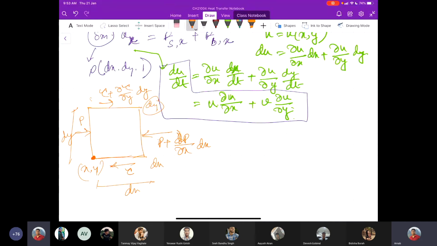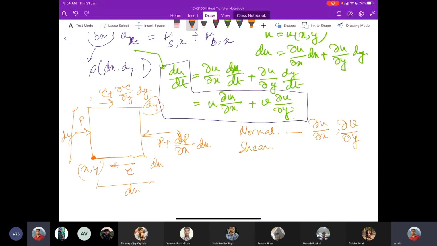Now that means there are viscous forces at any point on an imaginary surface within the fluid, and it has two components. One is the normal stress, the other is the shear stress. The normal stress is related to the velocity gradients del u by del x and del v by del y.